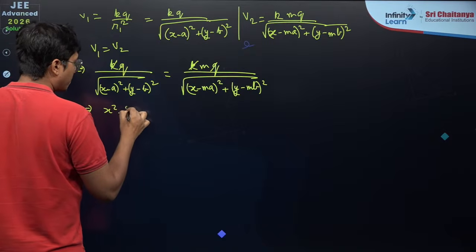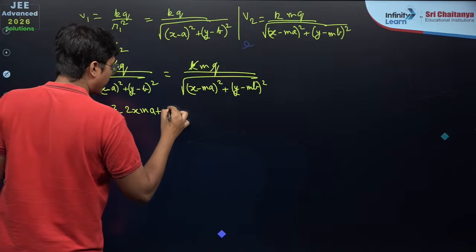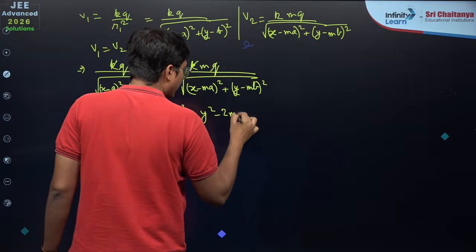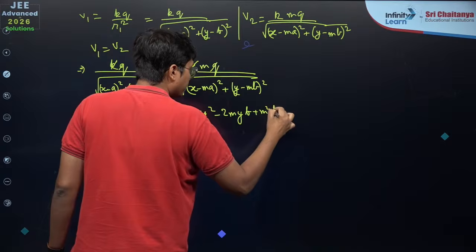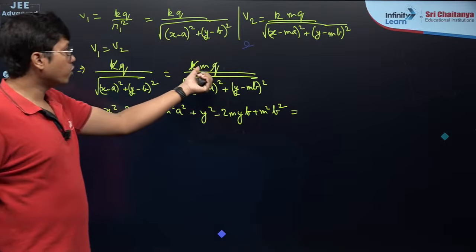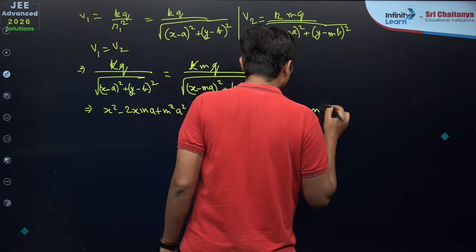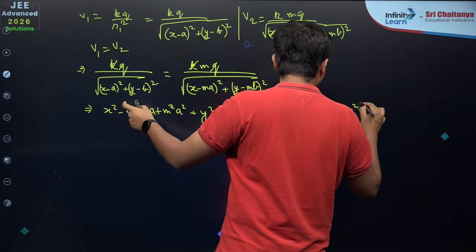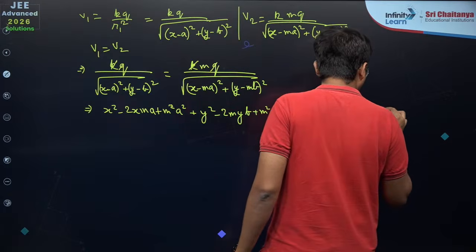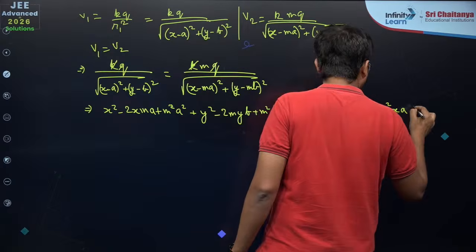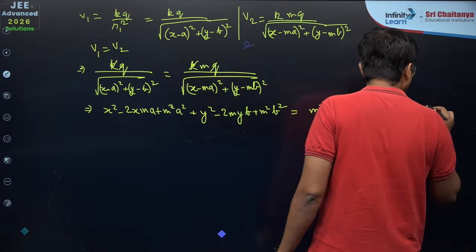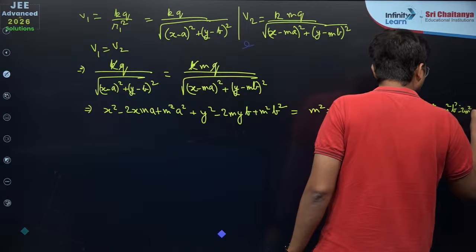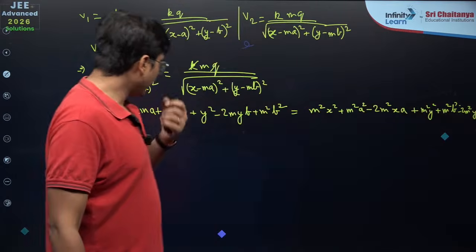You have x square minus 2xma plus m square a square, basically this cross multiplied there, plus y square minus 2myb plus m square b square, is equal to, when you send it over there, m square into x square plus m square a square minus 2m square xa plus m square y square plus m square b square minus 2m square yb. This is what we get.